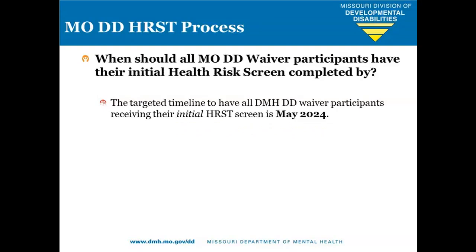So when should all MO DD waiver participants have their initial health risk screen completed by? The targeted date or timeline to have all DMH DD waiver participants receiving their initial HRST screen is in May of 2024. So all people will be starting being screened. It'll be mandatory in May of 2023, unless they've already started the process. And then all will need to have been screened by May of 2024.